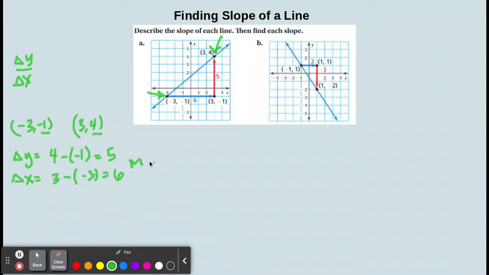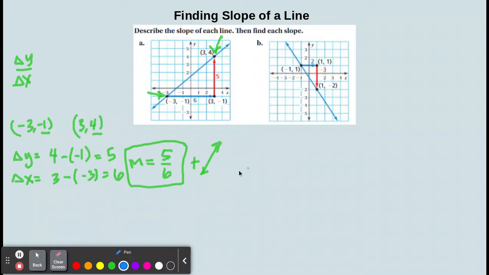So our slope m is 5 over 6, meaning we're going to rise 5: 1, 2, 3, 4, 5, and go over a run of 6. Rise, run, rise, run. And so that could describe this whole line right here. This is a positive slope, meaning your line looks like that.